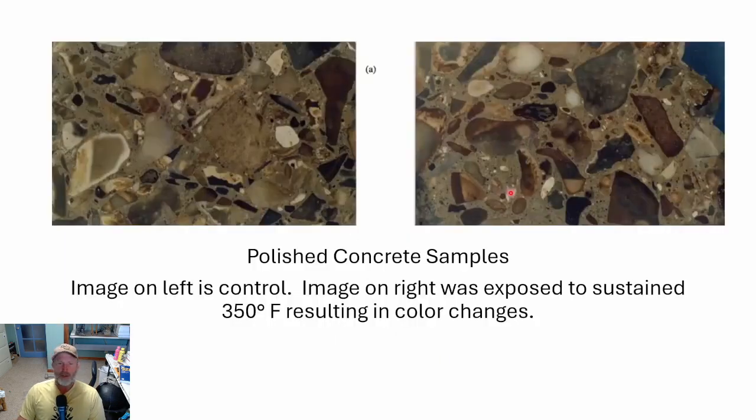Here's an example of concrete. What's interesting about this is you have polished concrete. The one on the left side was your control. That was at normal ambient conditions. The one on the right side was kept at 350 degrees Fahrenheit for an extended duration. And what happened was there's clear color differences in your aggregate as well as the Portland cement matrix.